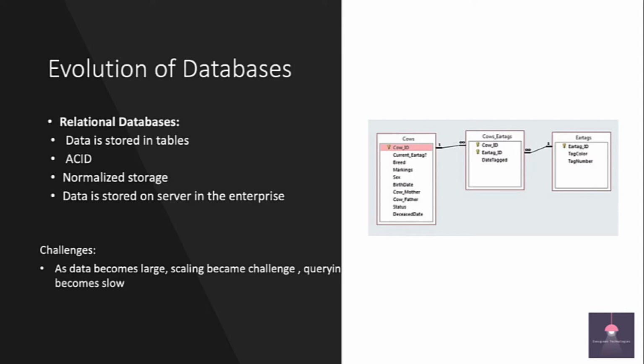Each object, like in this example as you see in the picture on the right, is considered a table which has some properties. In this example, cows is a table. It has properties like what breed it is, what sex it is, what the birthday is, and who the mother and father are. And then the cows have ear tags. The ear tags are maintained in a different table, and there is a many to many relationship between cows and ear tags. That is modeled by an intermediate table called cows ear tags, right?